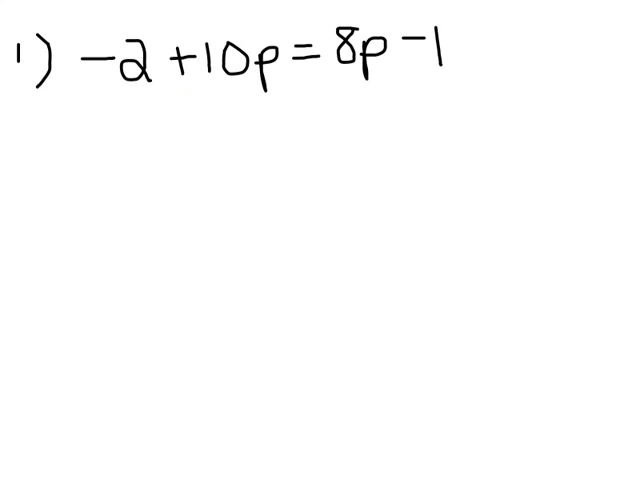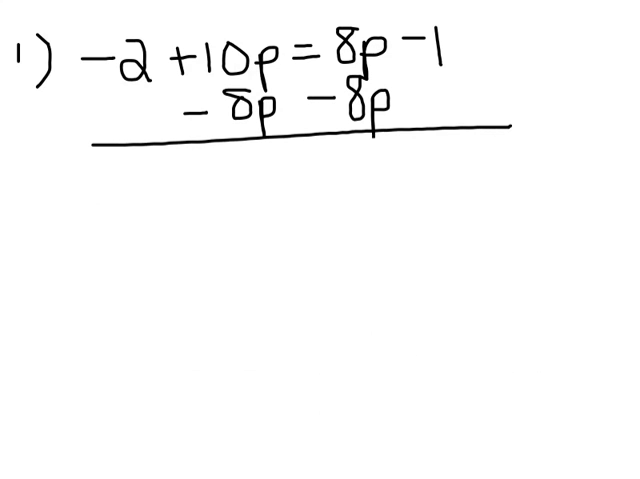Next, we would move our variables to one side. I'm going to move my variables right here with my 10p. So in order to move this 8p, I'll be subtracting it on both sides. The 8p's cross off. Now on the left side of our equation, we'll have 10p minus 8p.